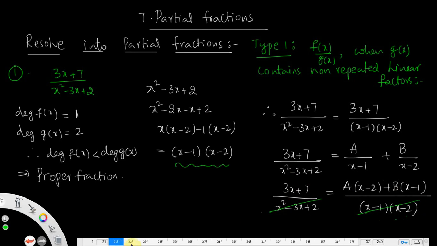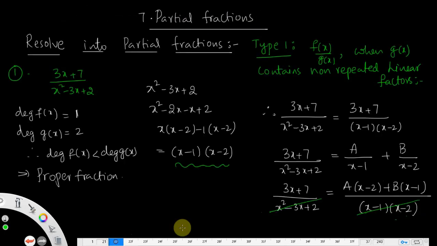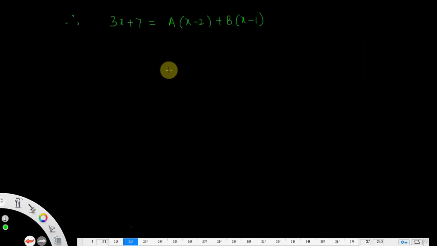Therefore, 3x plus 7 equals, for the numerator, a into x minus 2 plus b into x minus 1. Yesterday we learned this same method. The numerator is 3x plus 7 equal to a into x minus 2 plus b into x minus 1. Now simplify to get the values of a and b.